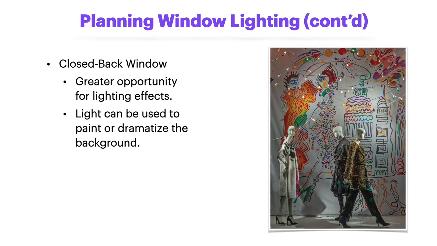A closed back window has 3 walls, a floor, and a ceiling. The merchandiser has more opportunity to create lighting effects. Colored lights, filters, and gels can be used to paint or dramatize the background.